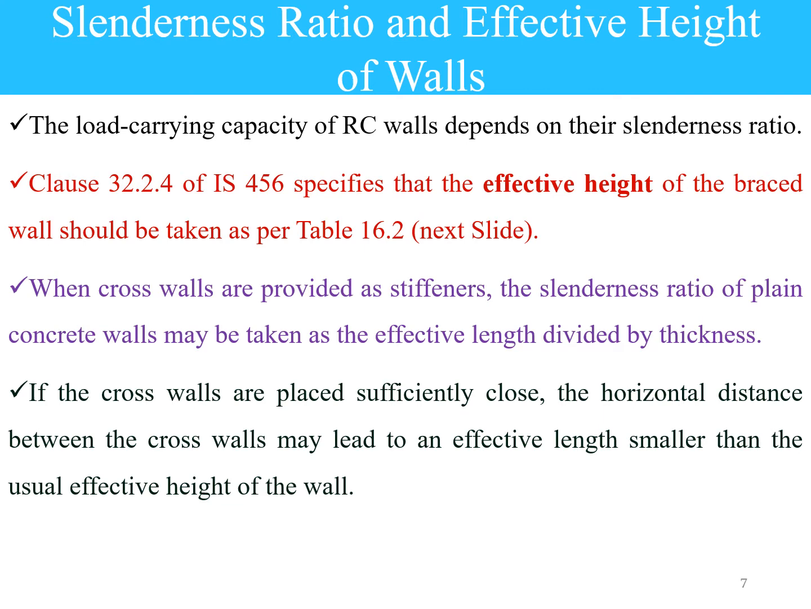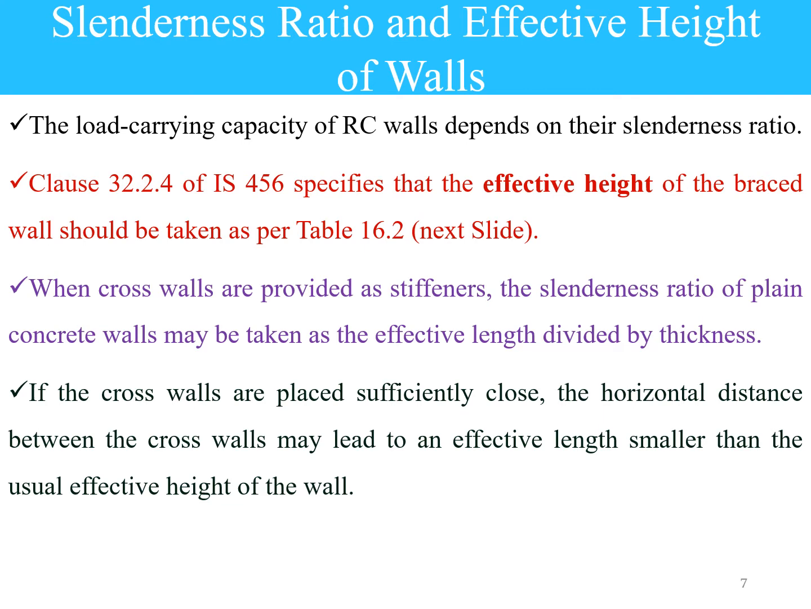This slenderness ratio is nothing but effective height divided by the lateral dimension. This decides the cross section of my wall, which has an impact on stiffness. The slenderness ratio of my plain concrete walls depends upon effective length divided by thickness. The slenderness ratio decides the stiffness and may be taken as effective length divided by thickness.